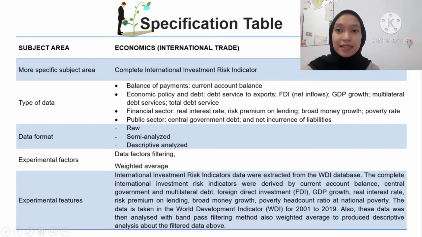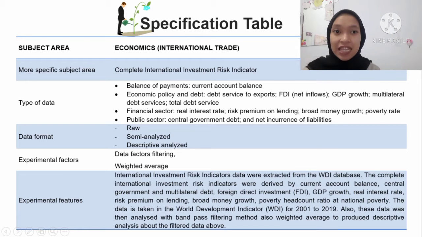The experimental features that we use in the International Investment Risk Indicators data were extracted from the World Development Database. The Complete International Investment Risk Indicator was derived from current account balance, central government and multilateral debt, foreign direct investment or FDI, GDP growth, real interest rate, risk premium on lending, broad money growth, and poverty headcount ratio at national poverty.